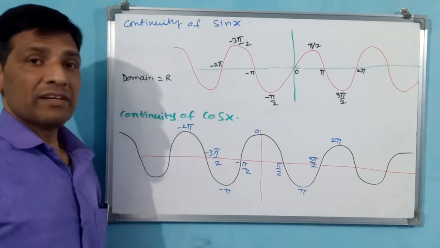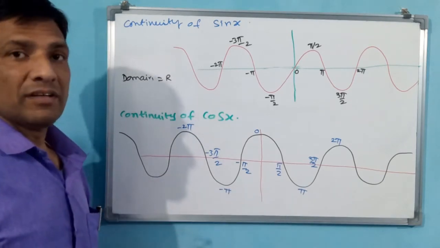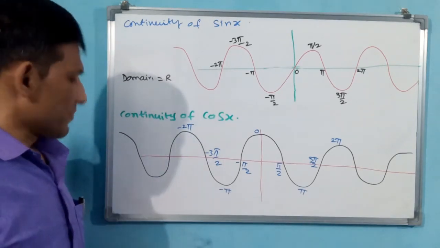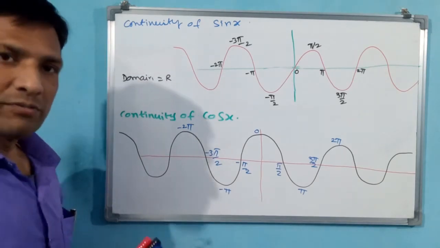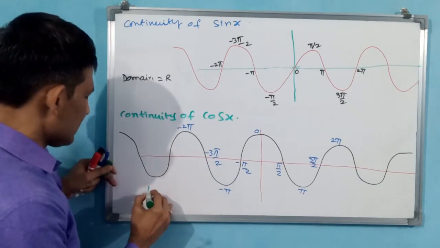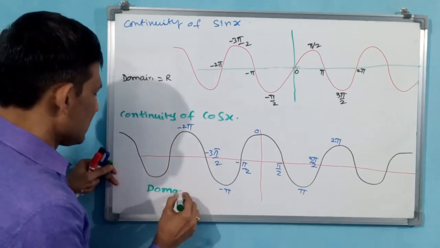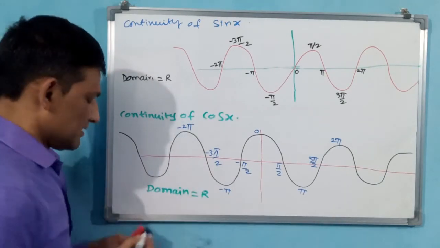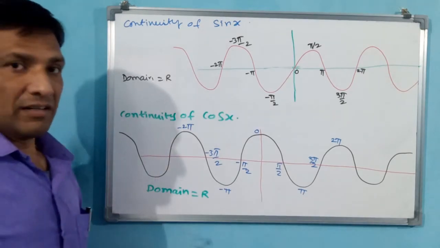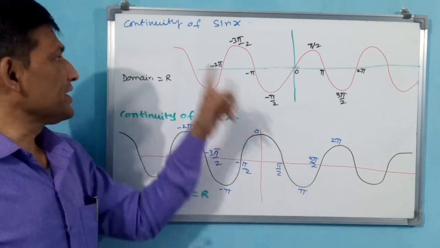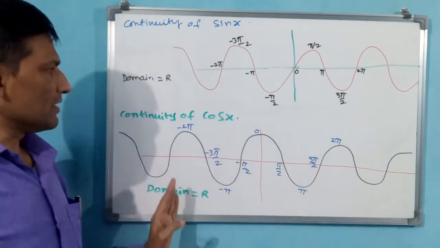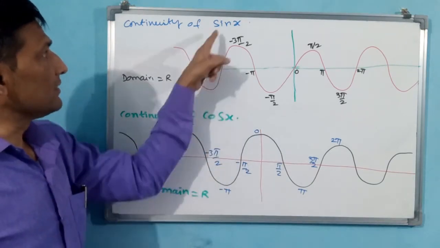Is it okay? Definitely okay. Now you tell me, here also, what are all the domain values you can give? Domain you can give R, that's all. R means minus infinity to plus infinity, here and here, for sine or cos. See, this is cos x, this is sine x.